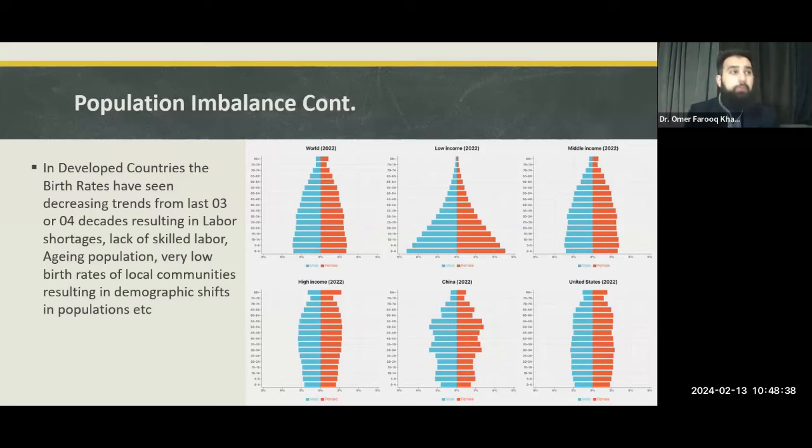because their population is in negative. They have no younger people coming in to replace those who are getting old. There are no younger people coming in to replace the middle age group who are retiring. So the problem is they have to import skilled labor from low income or middle income countries.